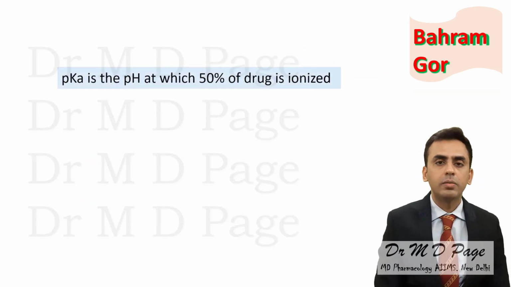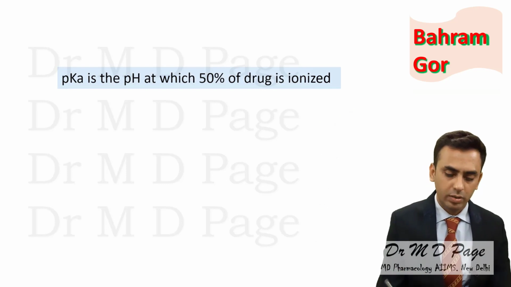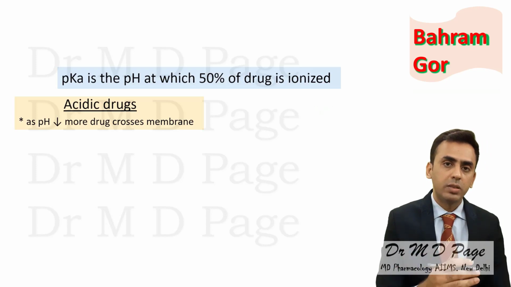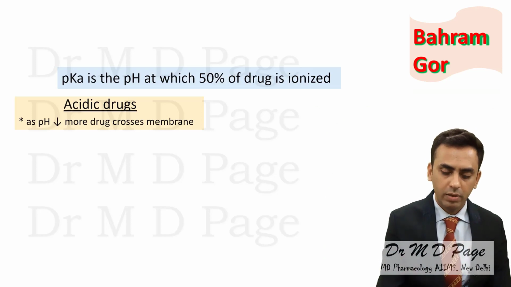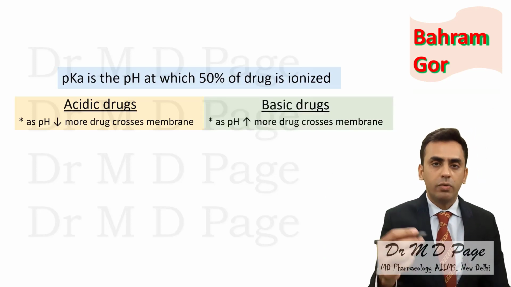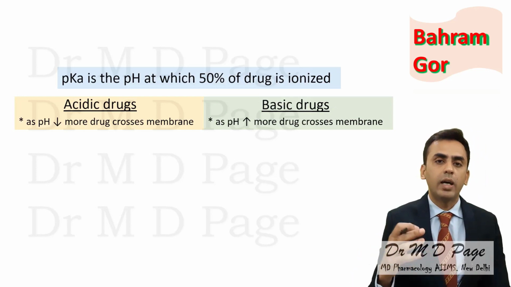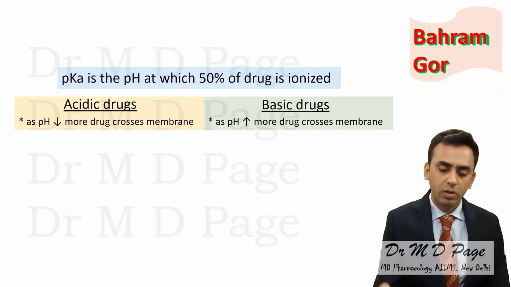So what has been asked? This has been asked. pK is the pH at which 50% of drug will be ionized. This is asked for an acidic drug. As the surrounding pH decreases, what will happen? Degree of unionization increases and more lipid soluble drug will be available. Or for basic drugs, as the pH increases, as the pH becomes more alkaline, more drug will be unionized, more drug will cross the membrane.